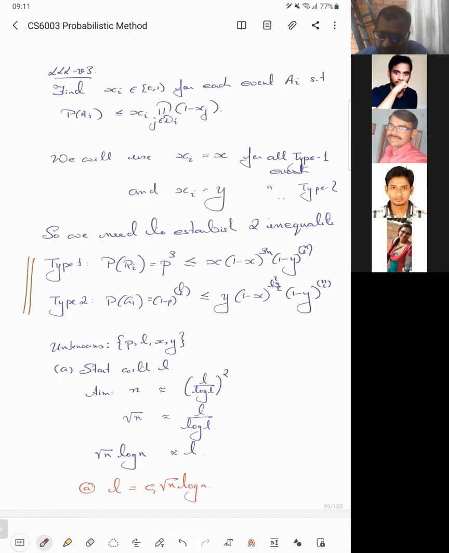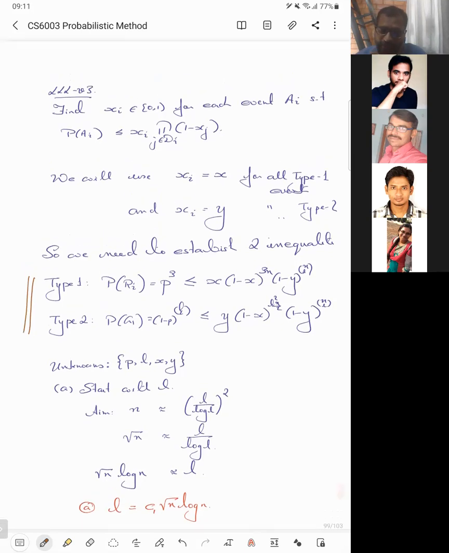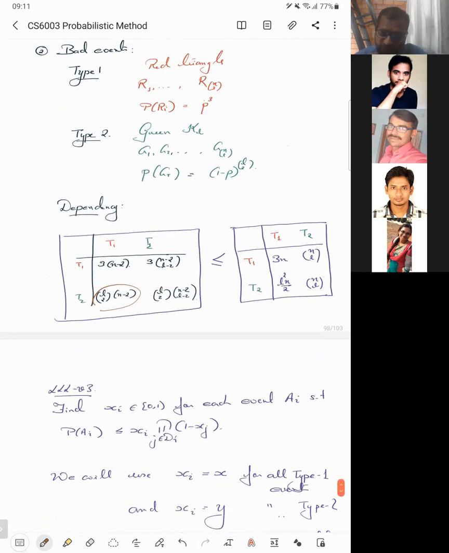Okay, but before getting to this inequality, we always have to use the symmetry of the problem to reduce the number of unknowns. We have one xi value for each of these events, and there are n choose 3 plus n choose l total number of events. So picking them different xi values would be impossible to track, at least.